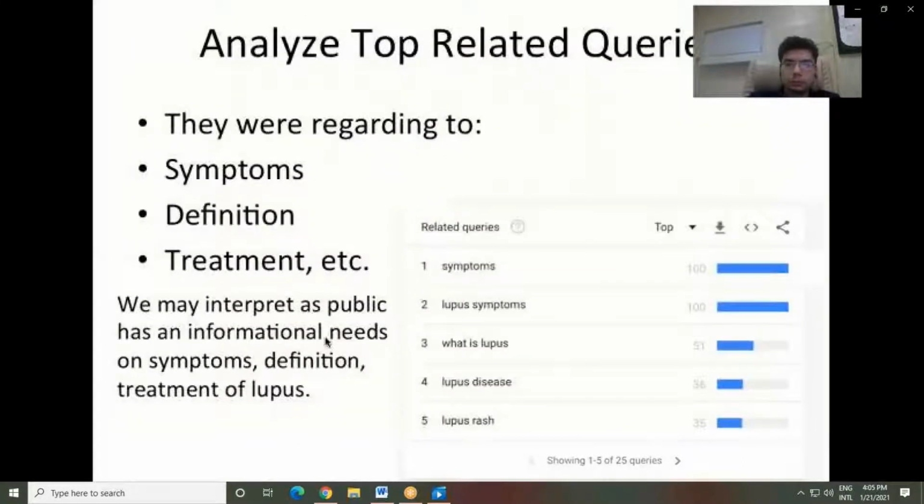So the other advantage of Google Trends is that we can present the top rated queries as raw data as a table. That is all the 25 queries that Google provides, and also we may classify them as either symptoms or definitions of lupus or treatment of lupus. By this data, what we can interpret is what information the public requires. Is it based on the symptoms, or do they need information on definition or the treatment of lupus?